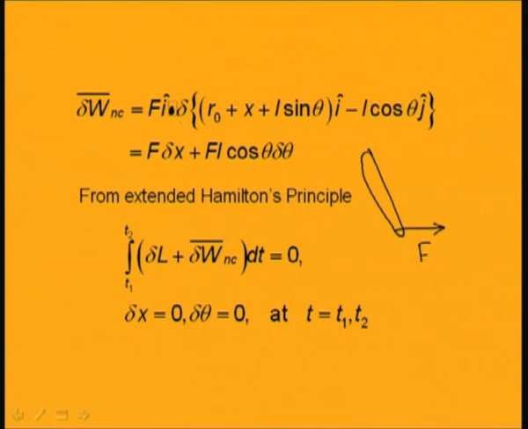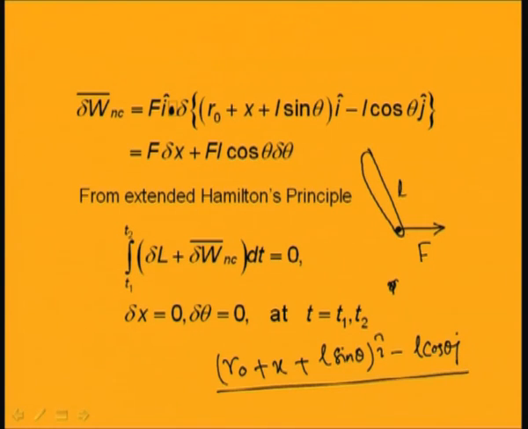So work done will be Fi dot this virtual displacement. So this is the position vector, you just find the position vector of this point. So the position vector of this point is equal to (r0 plus x plus L sin theta) i minus L cos theta j. So this is the position vector of this point. So you have to find delta r. So Fi dot delta r is equal to F into delta x plus F L cos theta delta theta.